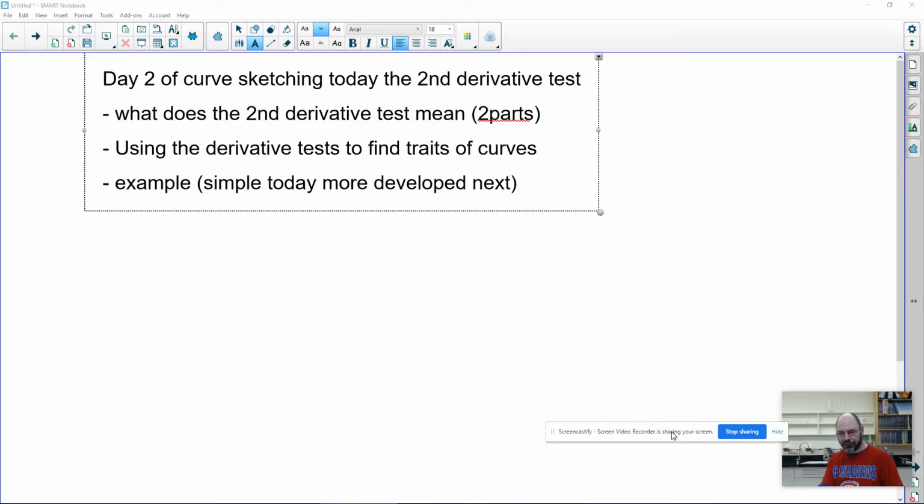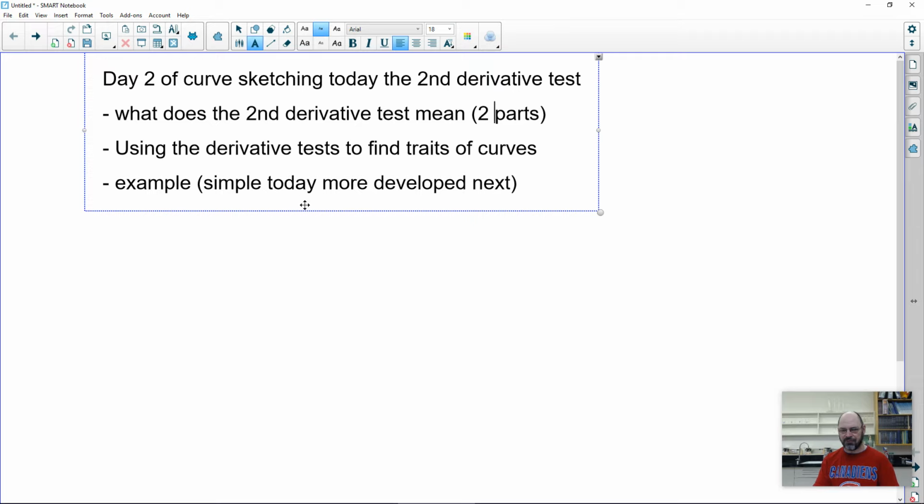Okay, so today is our second day of the curve sketching unit, and we're going to be looking at the second derivative test. The first derivative test, remember, gives us critical points, and when we set it to 0, that's where the curve is flat. So that's critical points, maxes and mins, and things like that. And we use it to find areas of increase and decrease as well, and maximums and minimums. Today we're going to look at the second derivative, and it tells us two things about the curve, and we're going to be using these two derivative tests to find traits of the curves.